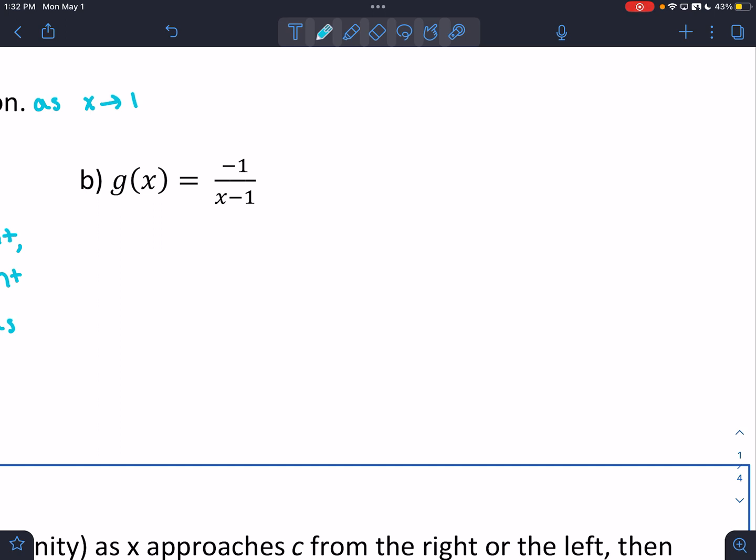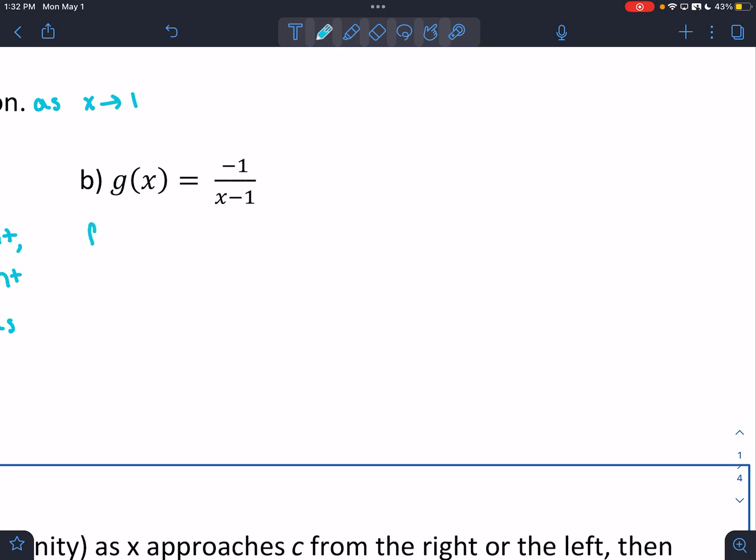And then what happens if you plug it in from the right-hand side, like 1.0001? You're going to get a really big negative number. So from the left side, we're going to approach positive infinity, and from the right side, we're going to approach negative infinity. So we're just going to write that out. Again, anytime we're doing this description, however you want to write it is up to you.